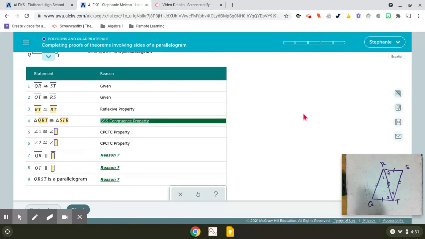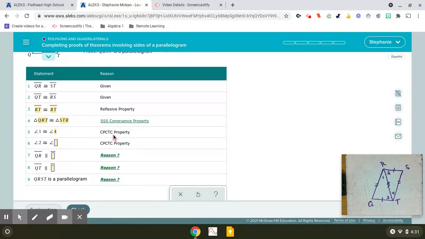All right, once we've proven that the two triangles are congruent, we can prove that the corresponding angles are congruent. So angle 1 here is congruent to angle 4, okay?